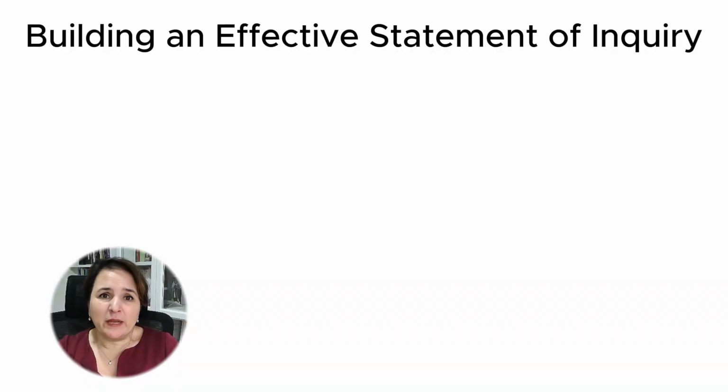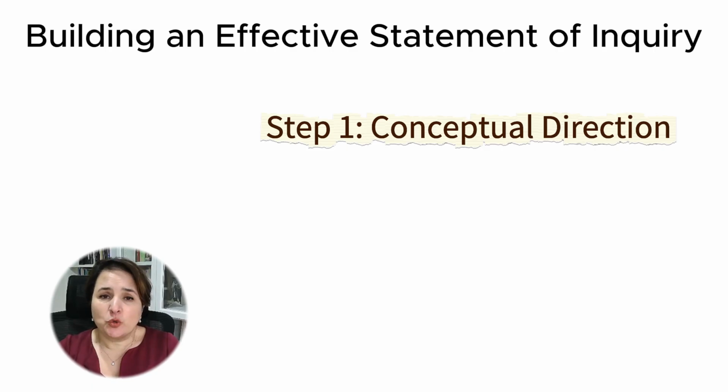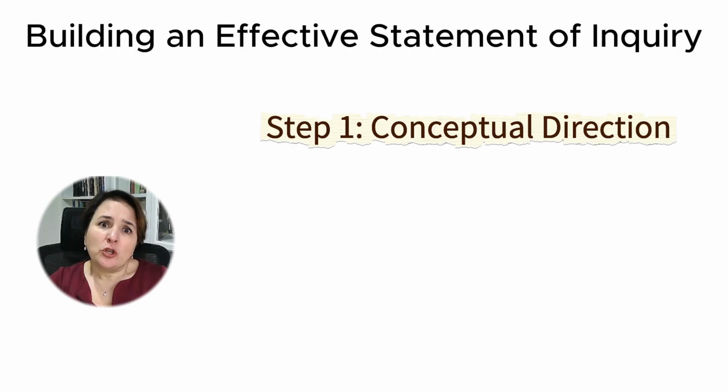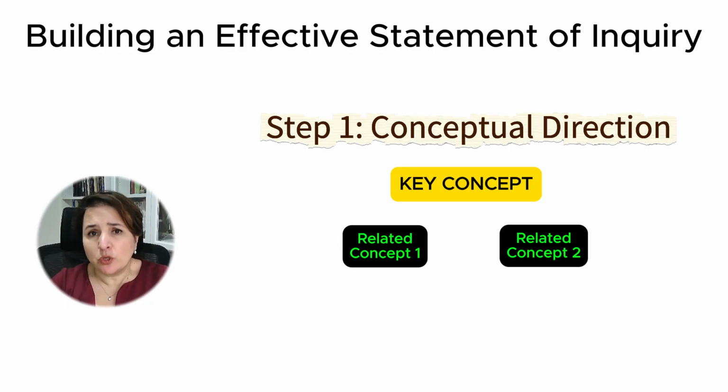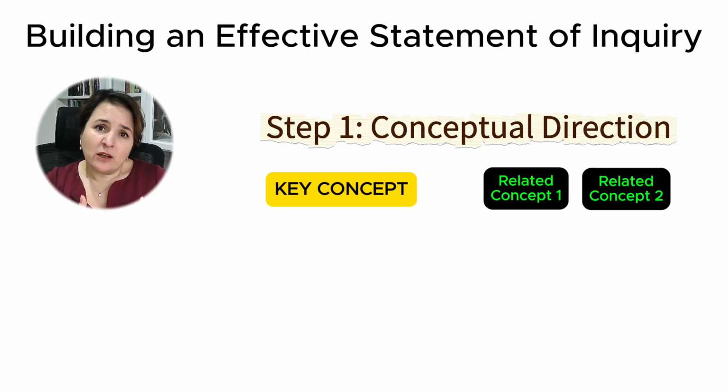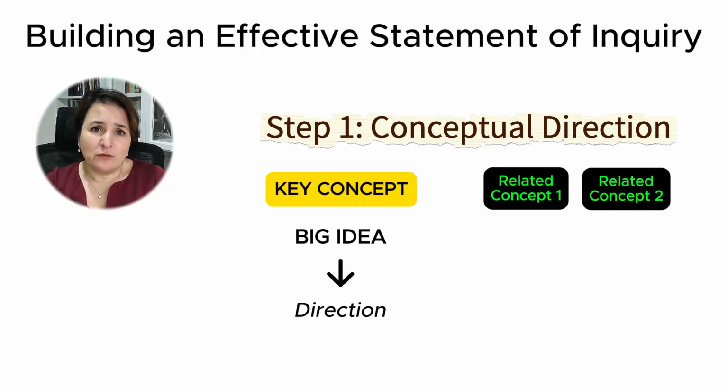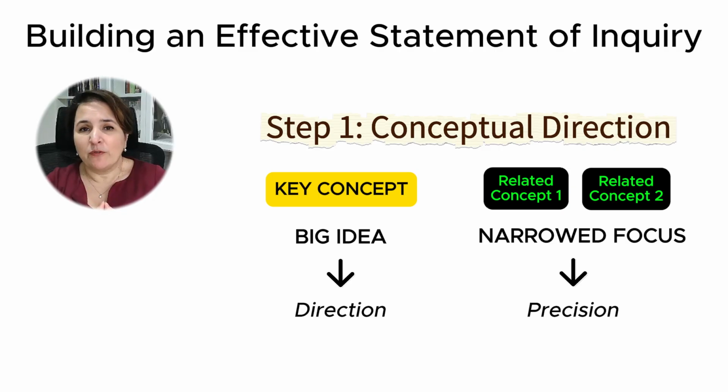Once you've got your topic or the skills that you want to develop, the first step is to choose the conceptual direction for your inquiry. Looking at the list of concepts provided by the IB for your subject area, you're going to choose one key concept and at least one or two related concepts. The key concept provides the big idea and the general direction for your inquiry, and the related concepts, what it does is to narrow the focus of that inquiry.